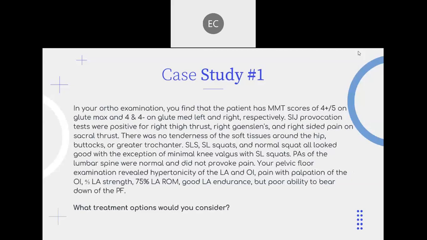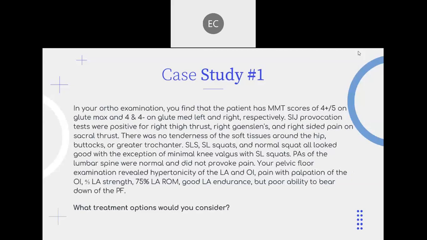Addressing the posture, so lordosis and anterior pelvic tilt, by teaching correct glute and core activation and standing with activities, increasing that glute med in that single leg squat. Let's see, LA and OI strengthening or rehabbing, and maybe some manual therapy to the pelvic floor, as well as some strengthening, and then activation and relaxation training.